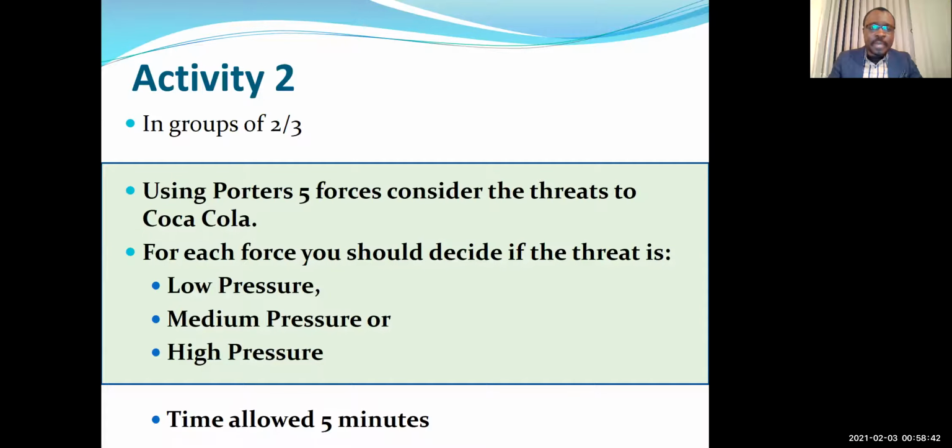So again, in your own time, using Coca-Cola as an example, using Porter's 5 forces, consider the threats to the Coca-Cola company. For each, decide whether the threat is low pressure, medium pressure, or high pressure, right? Coca-Cola, remember, Pepsi is there. There are more cola drinks around. Somebody can even decide not to go in for caffeine products because of the effects on hydration. So consider this for substitutes as well.